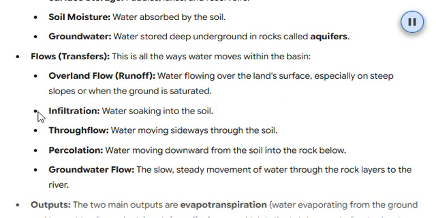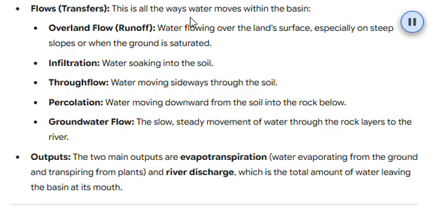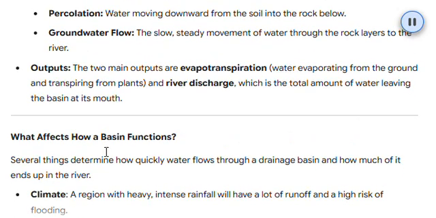Flows, transfers. This is all the ways water moves within the basin. Overland flow, runoff. Water flowing over the land's surface, especially on steep slopes or when the ground is saturated. Infiltration. Water soaking into the soil. Throughflow. Water moving sideways through the soil. Percolation. Water moving downward from the soil into the rock below. Groundwater flow. The slow, steady movement of water through the rock layers to the river.